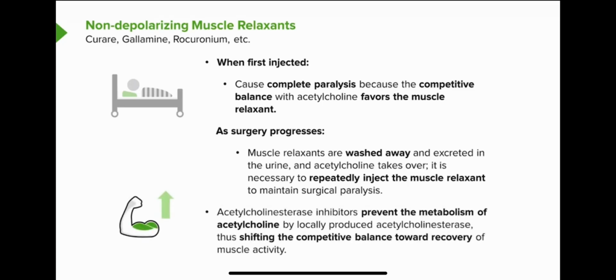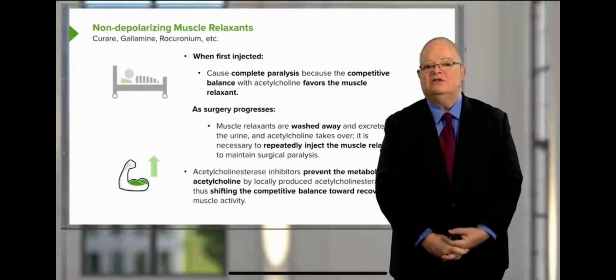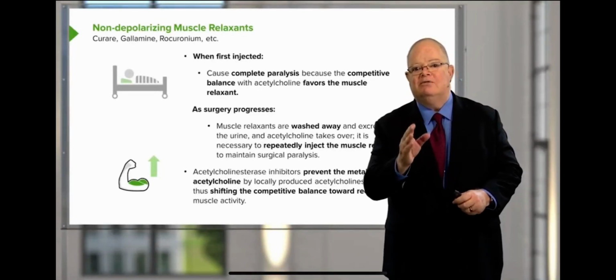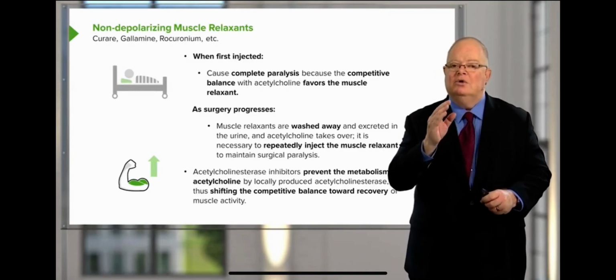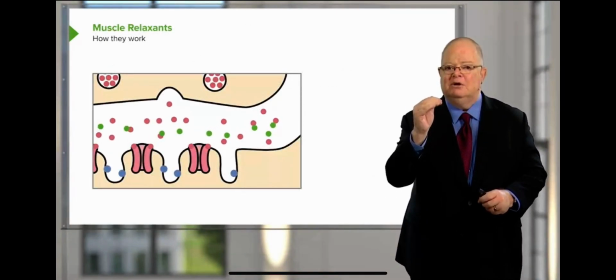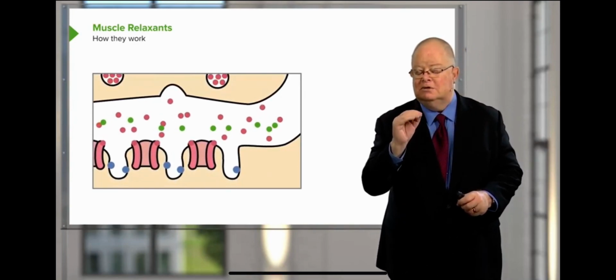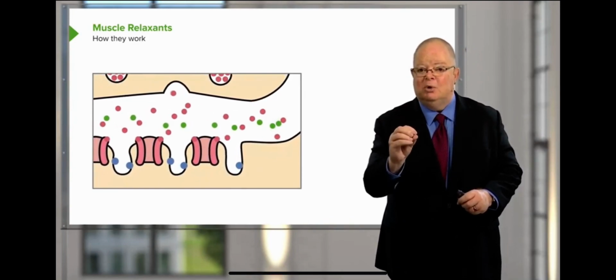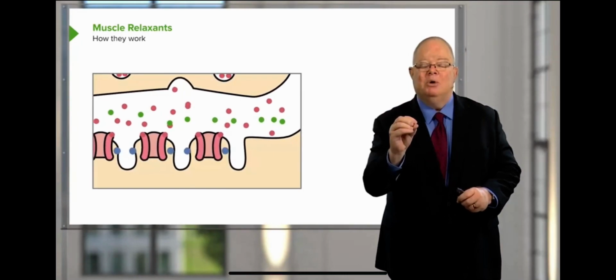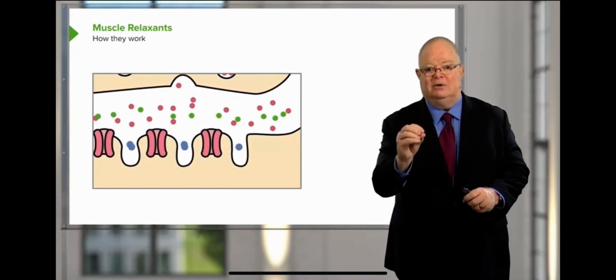The balance between acetylcholine and muscle relaxant can be changed by giving an acetylcholinesterase inhibitor. These agents prevent the metabolism of acetylcholine by locally produced acetylcholinesterase, thus shifting the competitive balance towards recovery of muscle activity. So normally, acetylcholine is released at the nerve ending, passes across the neuromuscular junction to the muscle end plate, causes depolarization, and then is rapidly broken down by acetylcholinesterase.